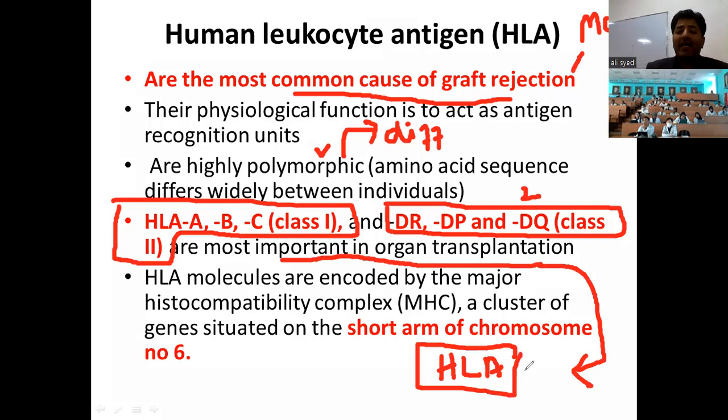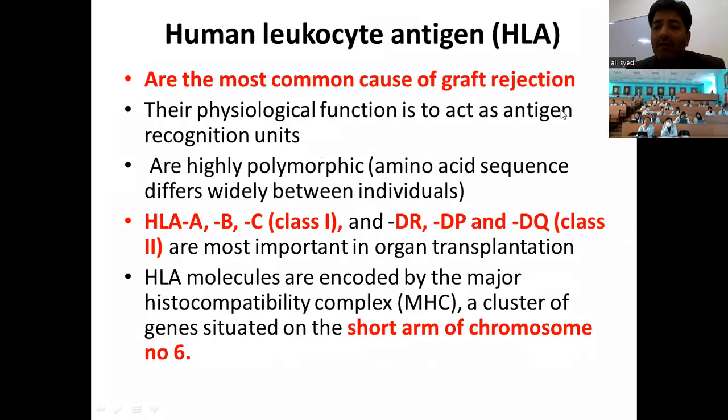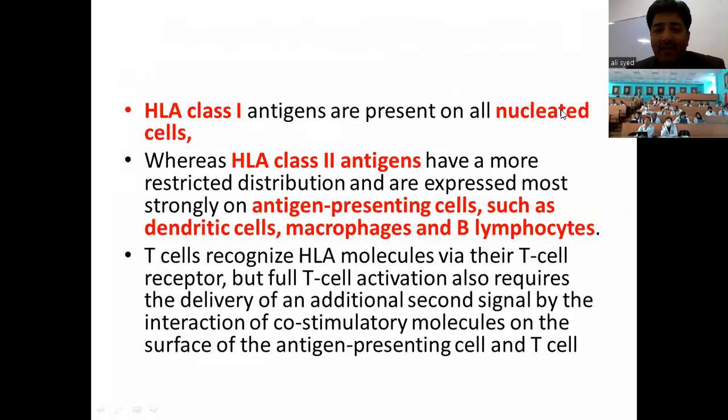And these HLA antigens are encoded by a gene. That gene is the MHC gene, major histocompatibility complex, which is present on the short arm of chromosome number 6. Okay, so this is your HLA antigen.